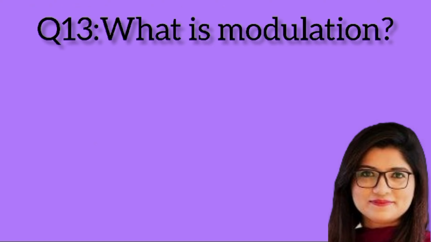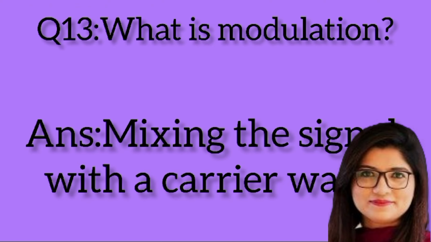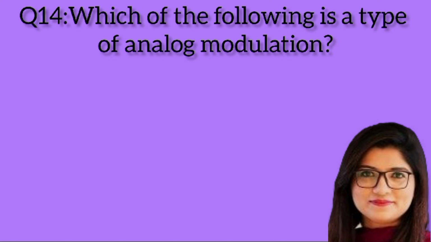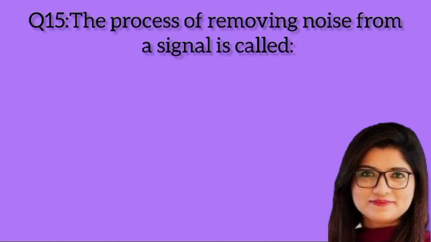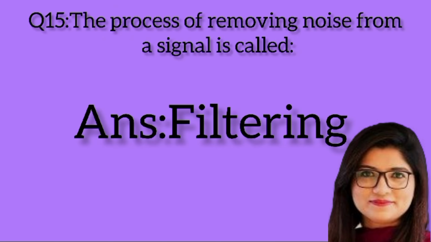Question 13. What is modulation? Answer: mixing the signals with a carrier wave. Question 14. Which of the following is a type of analog modulation? Answer: amplitude modulation. Question 15. The process of removing noise from a signal is called? Answer: filtering.